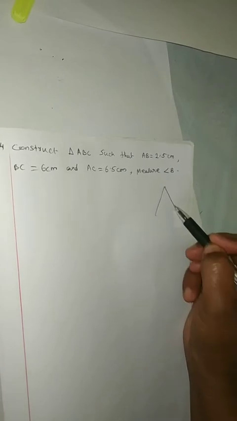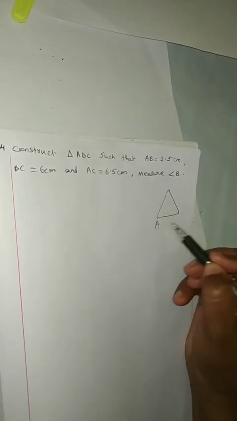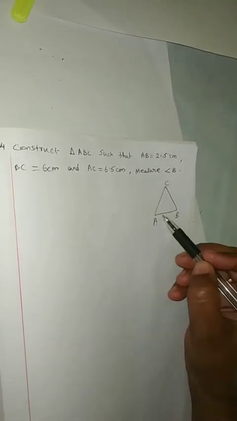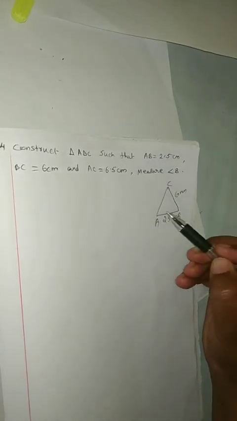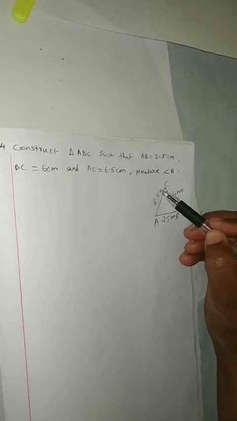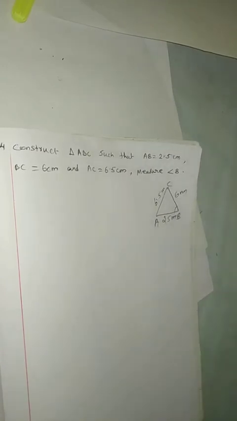Construct triangle ABC such that AB equal to 2.5 cm, BC equal to 6 cm and AC equal to 6.5 cm. Measure angle B. That is, we have to draw a triangle ABC. Rough diagram: ABC, AB equal to 2.5 cm, BC equal to 6 cm and AC equal to 6.5 cm. After that we have to measure the angle B.